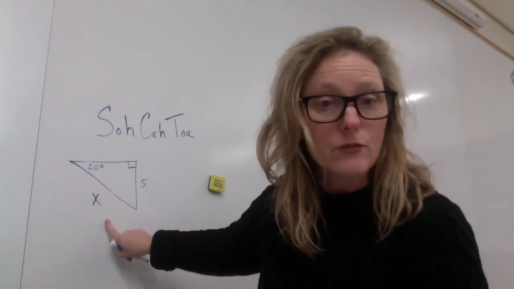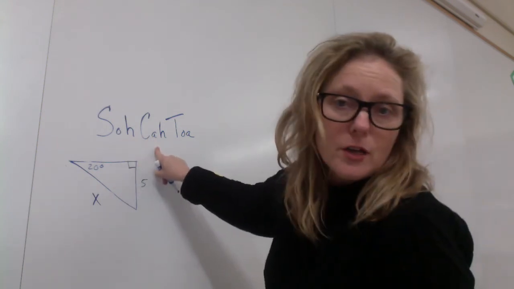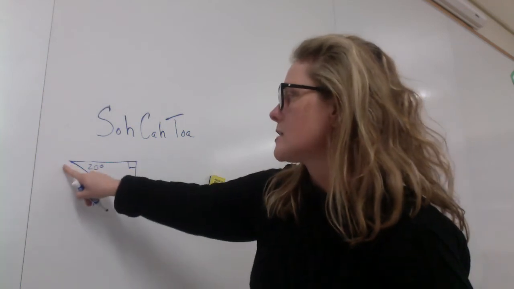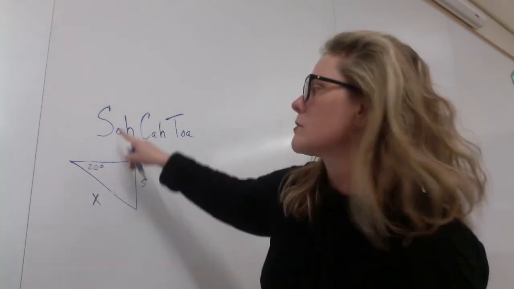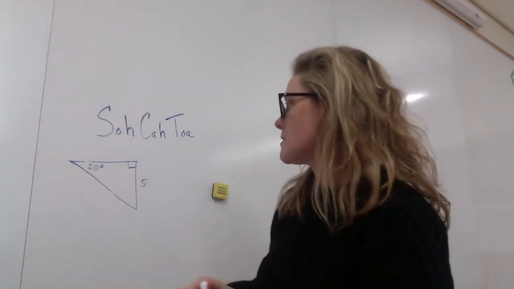So since I need to find the hypotenuse, I'm going to have to use sine or cosine. I don't have another option. So I'm going to use one of those, and then same thing, I'm going to look opposite over hypotenuse. I'm going to use sine. Now, what if the x wasn't there? Let's say it was here.